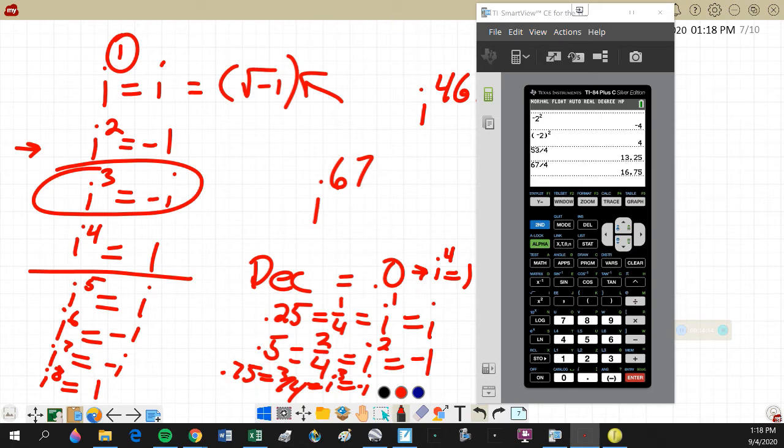So all you need to do is divide the exponent by 4 and then figure out what the remainder is. If it goes in evenly, the answer is 1. If you get 0.25, the answer is I. 0.5, the answer will be negative 1. And 0.75, the answer will be negative I.